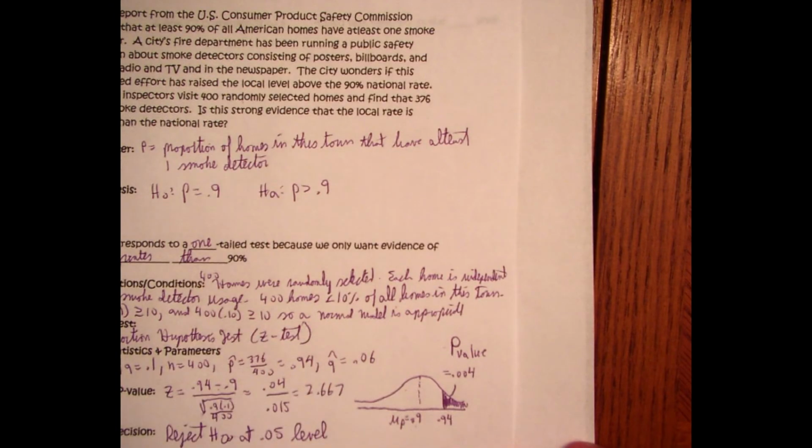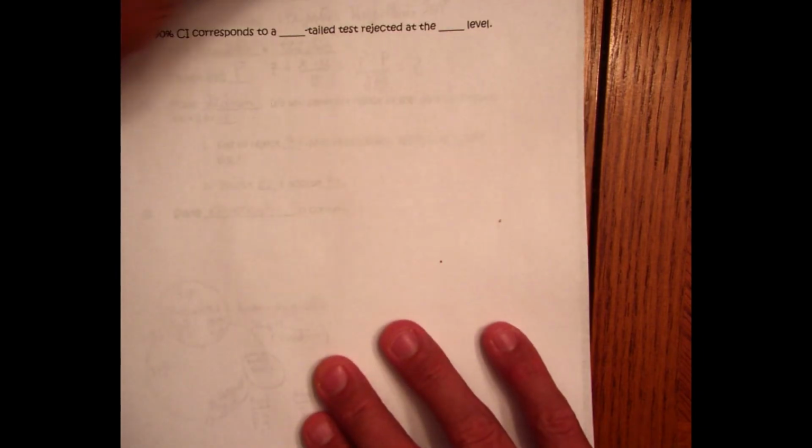Okay, so interpret, what does this p-value mean? So here's what we got. We think the mean is there. We got a p-hat of 0.94. We shaded to the right. This came out to be 0.004.